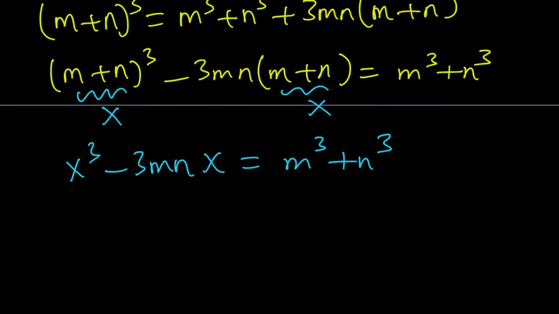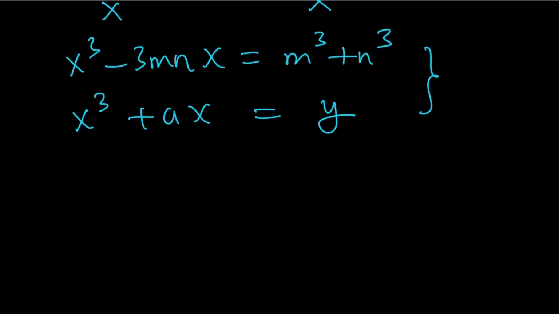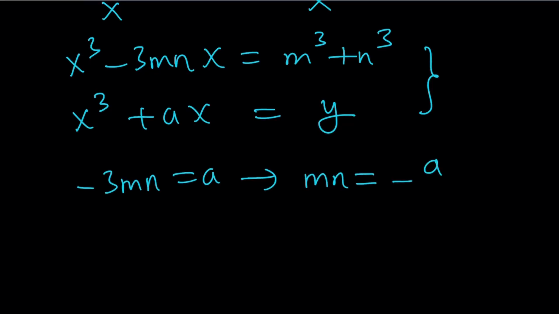But our equation is slightly different, right? So let's go ahead and write it down here. X cubed plus ax equals y. And we're trying to solve for x, so we have a cubic equation. Now if you compare these two equations, you're going to notice that I can correspond negative 3mn with a, which indicates mn equals negative a over 3.